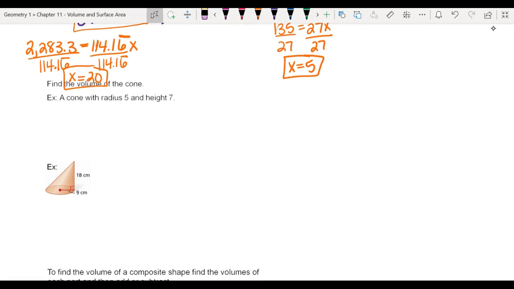The one thing I want to mention with this is remember whether your shape is straight up and down or tilted to the side, it has the same volume. So your height here is 18. Even though it's off to the side, 18 is still your height. Your radius is still 9. And you would plug it into your formula just like normal. So just know that in this case, your height would be 18.